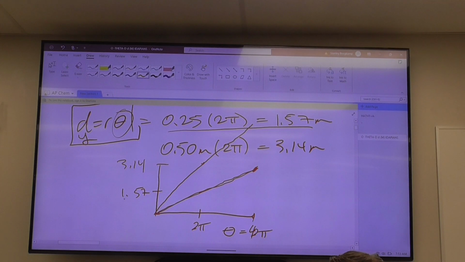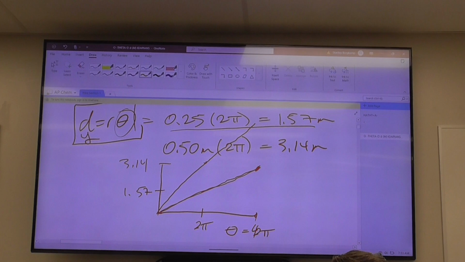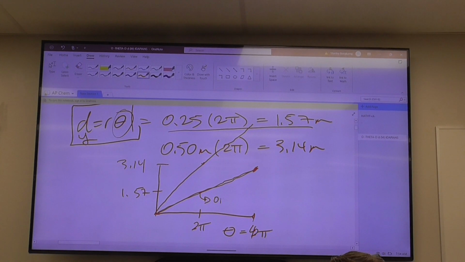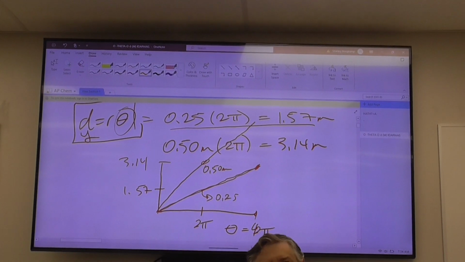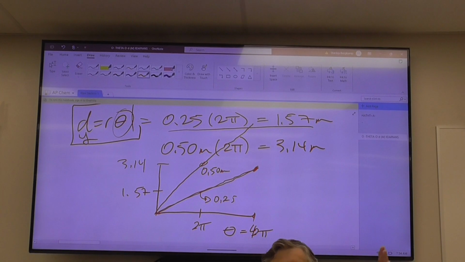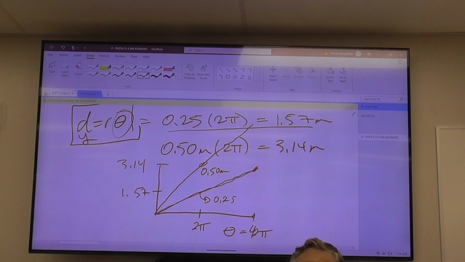If you were to take 1.57 and divide that by 2 pi, what would you get? 0.25. You'd get the radius. Over here, you'd get a bigger radius of 0.5 meters. So d equals r theta is a linear function, where r is going to represent what? Radius. The slope is going to represent the radius. Okay, cool.